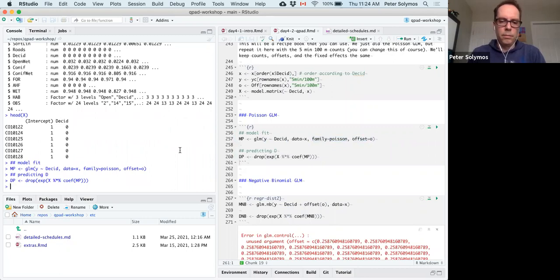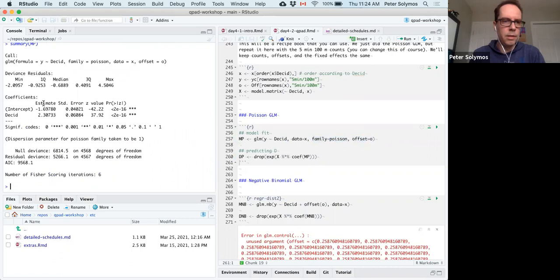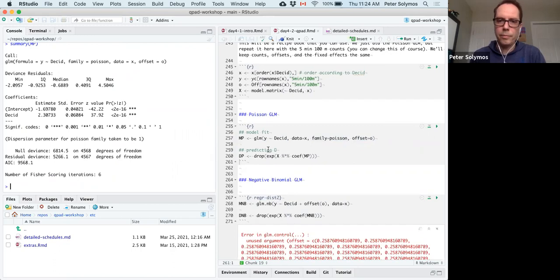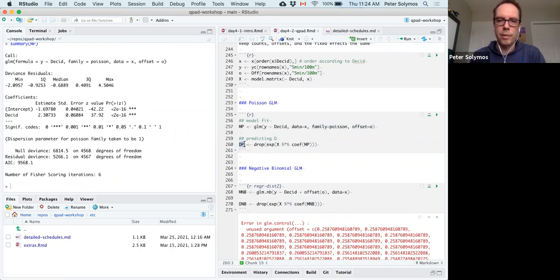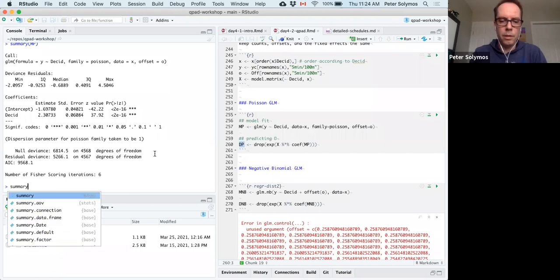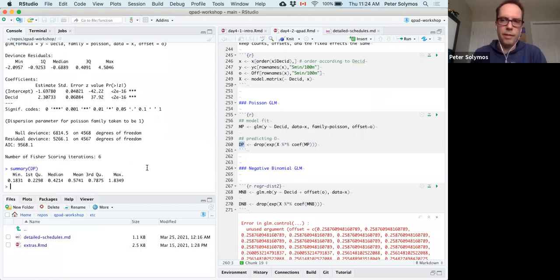All done. Summary MP. That's pretty much what we would expect based on all those coefficients that we've seen before. And then summary of DP. We have these expected values from lower to higher, 10-fold difference between min and max. That's driven by land cover.